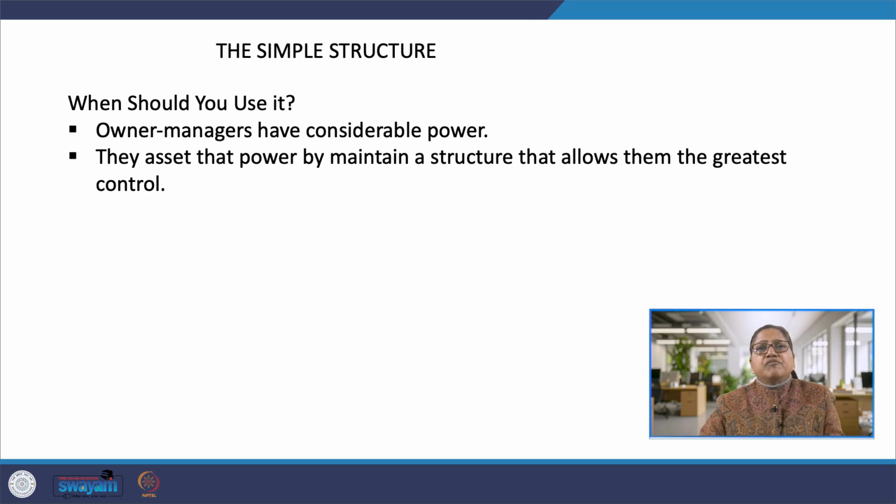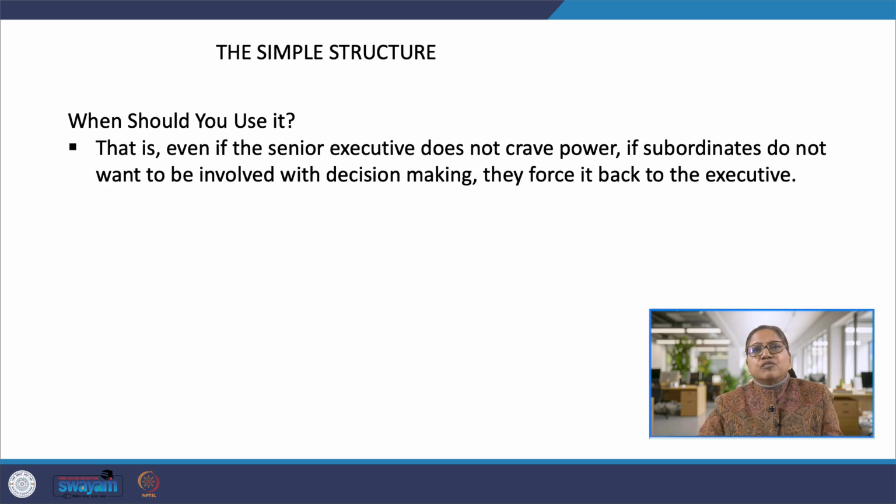Owner managers have considerable power or they have control over their units or business organizations. They assert that power is maintained in a structure that allows them to have greatest control. That, of course, is a simple structure. Senior executives may not crave power, but if subordinates do not want to be involved with the decision making, they are forced to take control in their own hands. The result is the same as if power had been sought by the executives: decision making becomes centralized in one person at the top and the organization takes on simple structure.